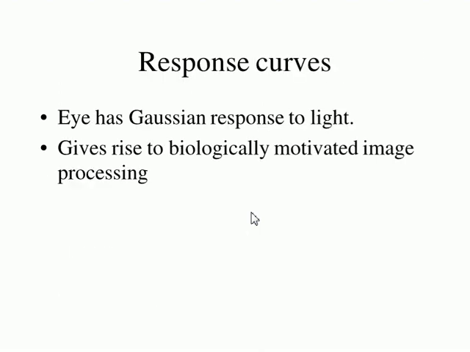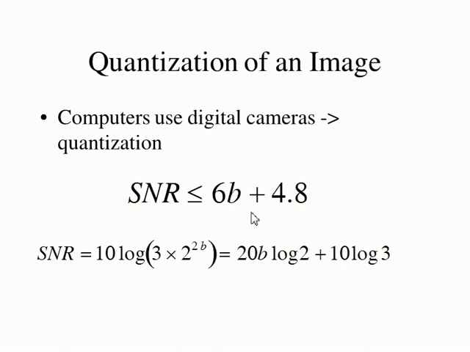Saliency means relevant. So we have these response curves to different electromagnetic radiation emissions, and they are Gaussian in shape, and this leads to what's known as biologically motivated image processing. That is, we like to see things in a certain way that's similar to the way our eyes see them, and so we do the image processing in a way that's similar to the way the eyes do image acquisition.